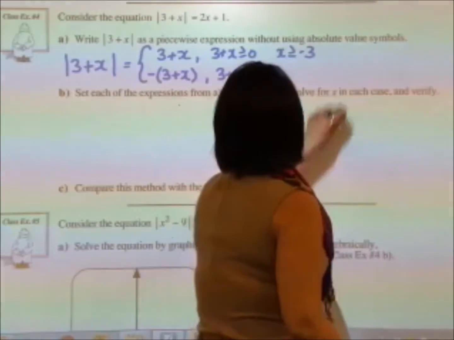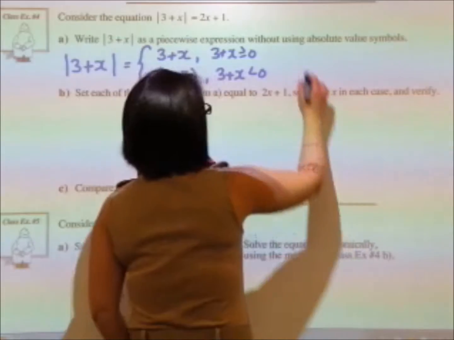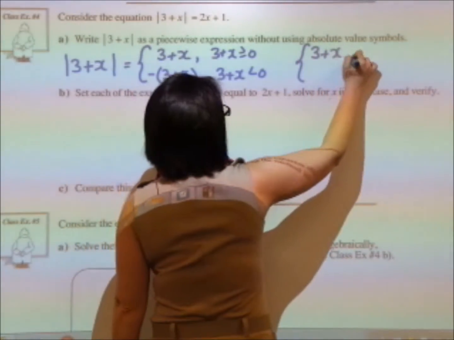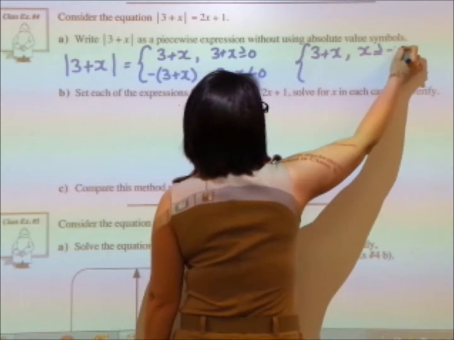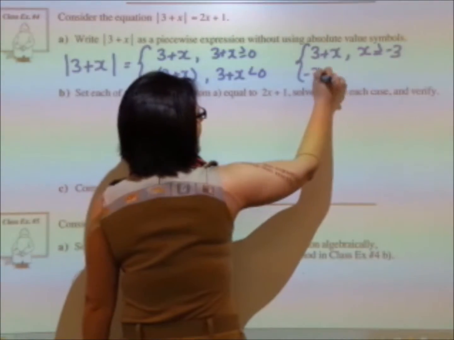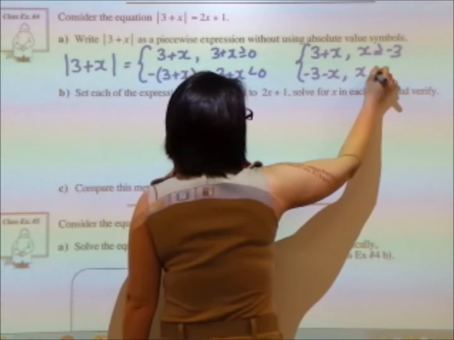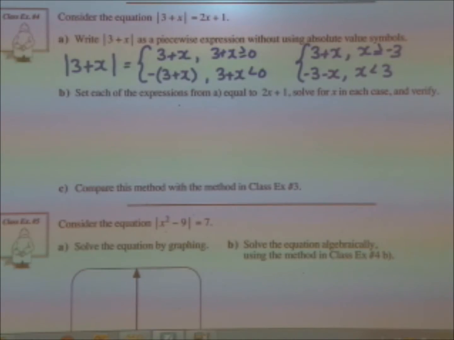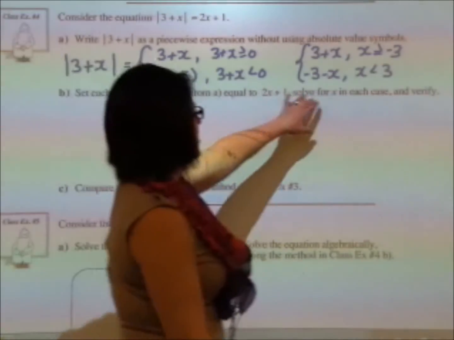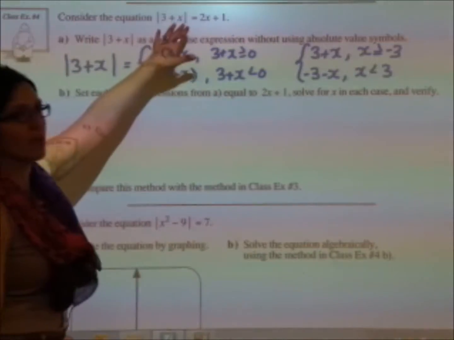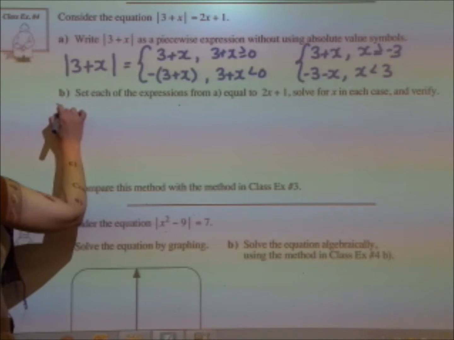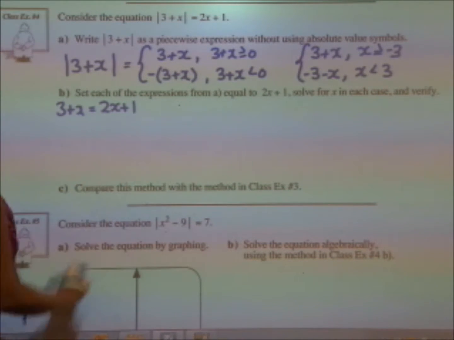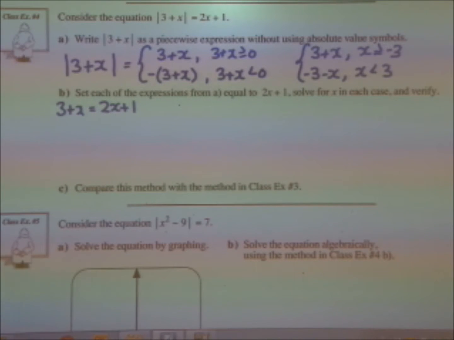So then, actually, I'll erase this part here. If we were to clean it up, I get 3 plus x, where x is greater than or equal to negative 3, and negative 3 minus x, where x is less than 3. Then I would take each of these expressions and put them into my original equation. So I'd have 3 plus x equals 2x plus 1. I go through the steps in solving it.